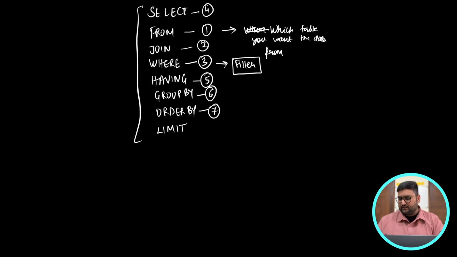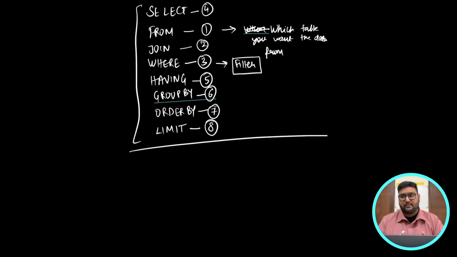Order by is the seventh in number. Order by tells the system in what ordering you want your data set to appear. Let's say you want your data set to be in descending order of the total sum of the order, so you can do a descending order there. Then limit is the last one, which tells the system how many rows you want to see at once. That's about it. Nothing too complicated about limit. So this is the order of execution for an SQL statement.